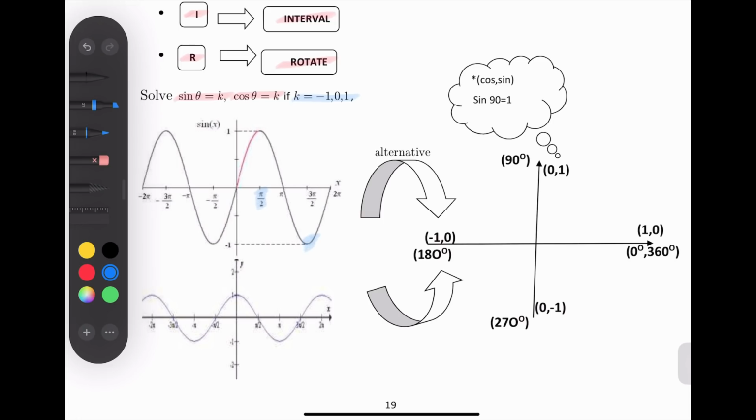For cos, if we have k equals 1, therefore the answer for theta will be 0. And if we take 3 pi over 2 as theta, for cos 3 pi over 2 over here, then the value of k is 0.